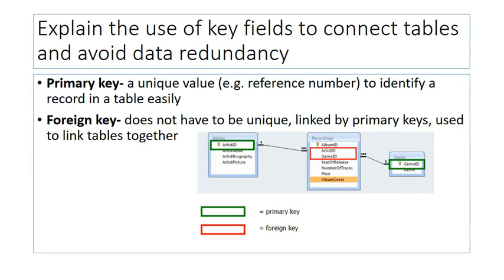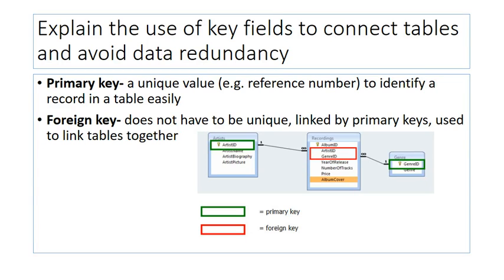We've got the artist table, which has got artist ID, artist name, artist biography and artist picture. We've got the genre table with genre ID and genre, and then we've got recordings table with album ID, artist ID, genre ID, year of release, number of tracks, price and album cover.